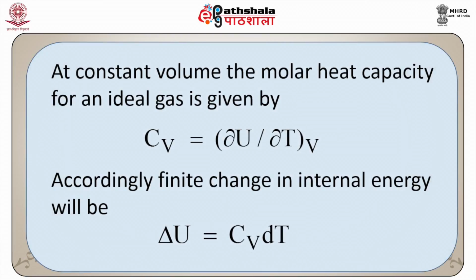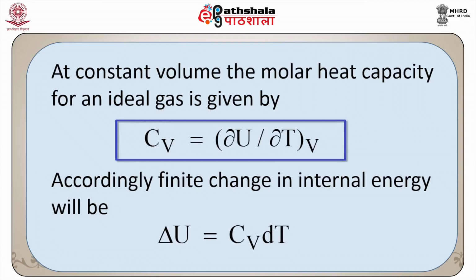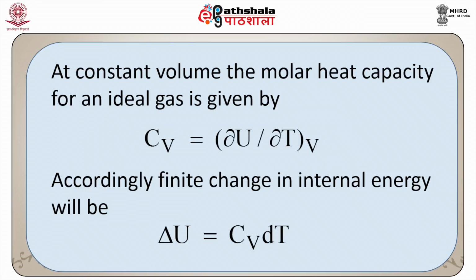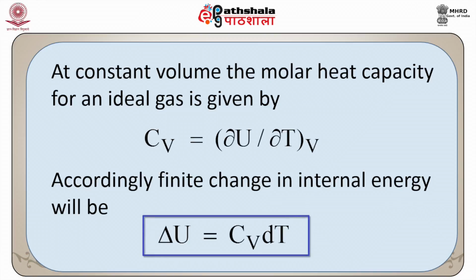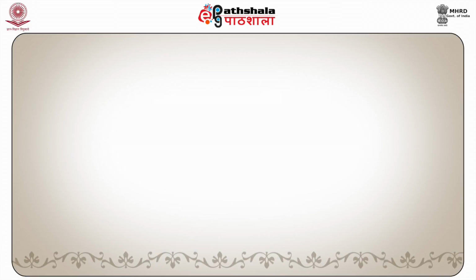At constant volume, the molar heat capacity for an ideal gas is given by Cv equal to del U by del T at constant V. Accordingly, the finite change in internal energy will be delta U equal to Cv delta T.